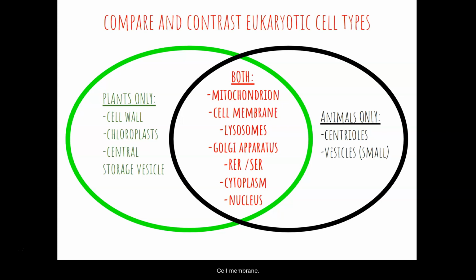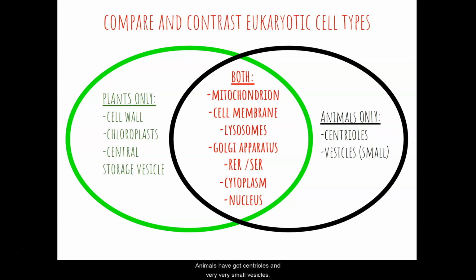We've got cell membranes. That's the outer membrane that holds all of the cell's junk in the middle. We have lysosomes, which are small packages that are used to digest things. We've got the Golgi apparatus. We've got RER and SER. That stands for rough endoplasmic reticulum and smooth endoplasmic reticulum. We have a cytoplasm and we have a nucleus. So that's common between both of the plant and animal cells.